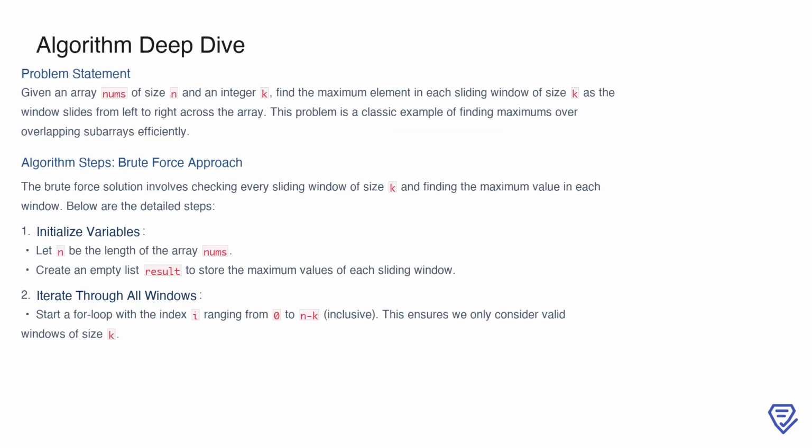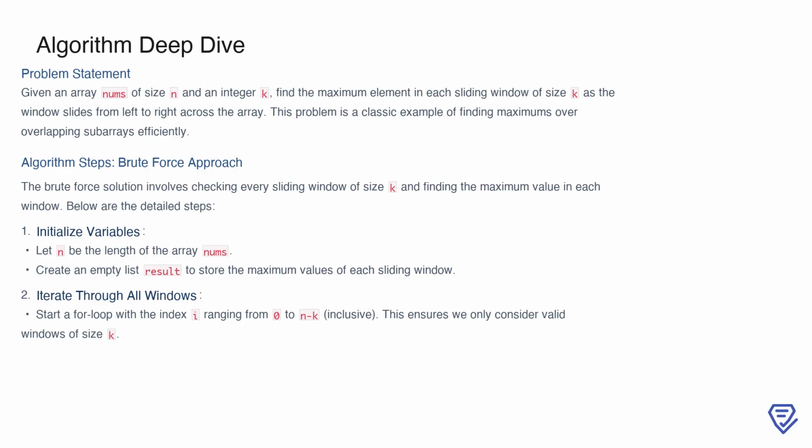The problem we're solving is to find the maximum value in each sliding window of size k as it moves across the array nums. This means we need to compute the maximum for every possible subarray of length k as the window shifts from the beginning to the end of the array. While this might seem straightforward at first glance, doing this efficiently is the real challenge.